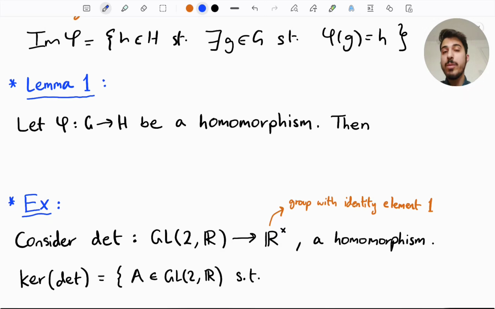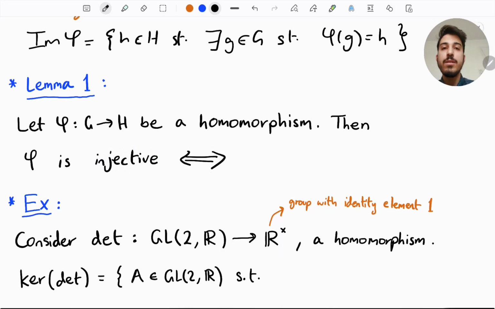But first, we will start with Lemma 1, which says that if phi is a homomorphism from G to H, then phi is injective, so a monomorphism, if and only if Ker of phi contains only the identity element of G and no other element. Again, the proof of this lemma is going to be provided in the next videos.